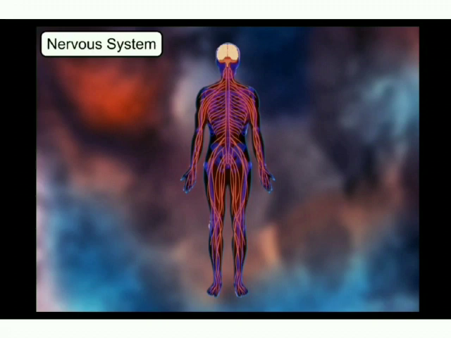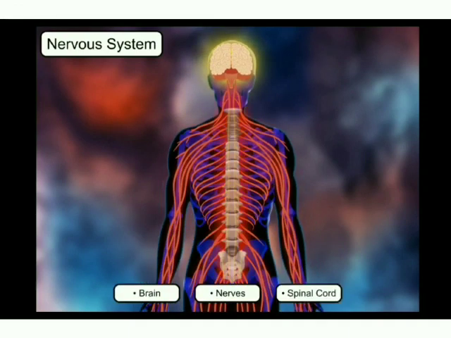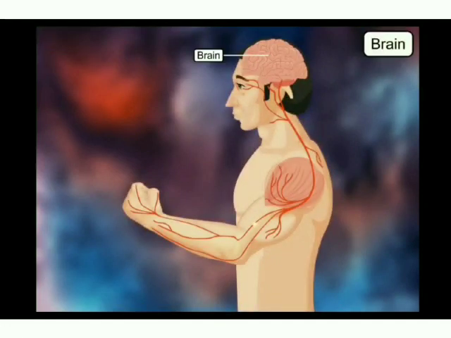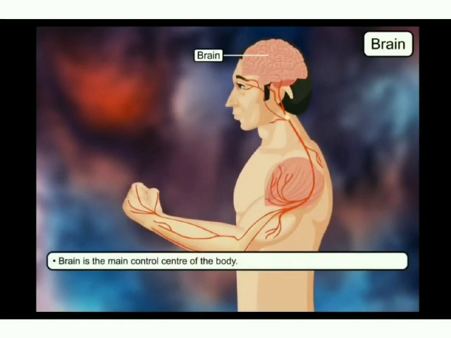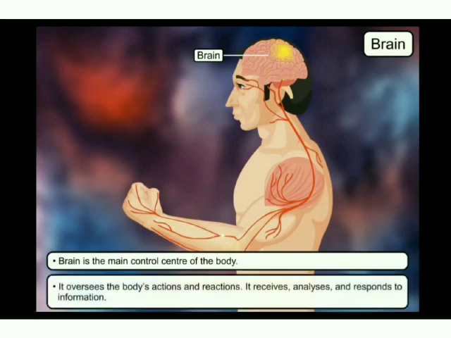It consists of three parts: the brain, the nerves, and the spinal cord. Let's learn about each of these. The brain. It is located within the skull. It is the main control center of the body. It oversees the body's actions and reactions. The brain receives information, analyzes it, sends back, and responds.